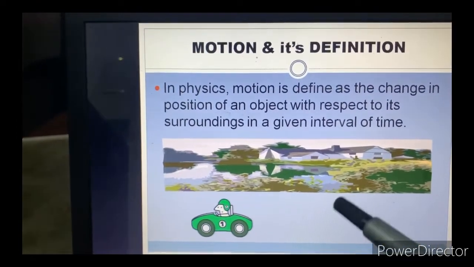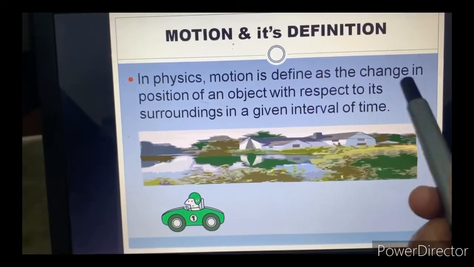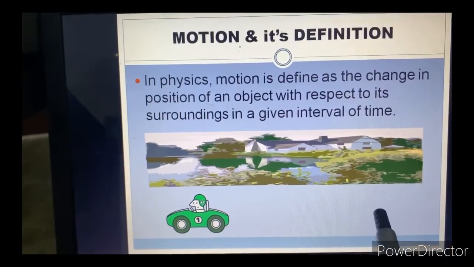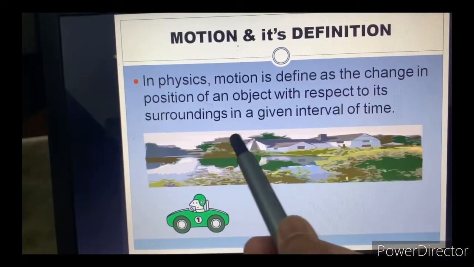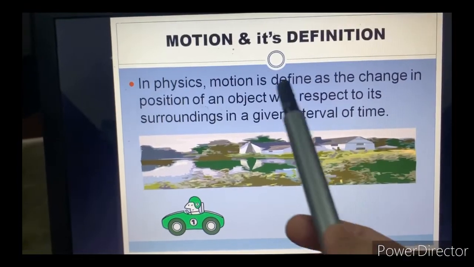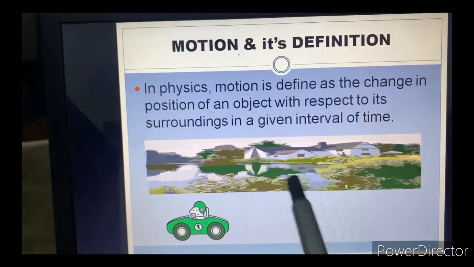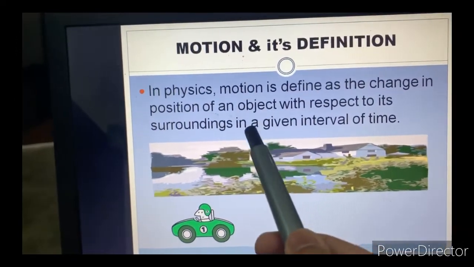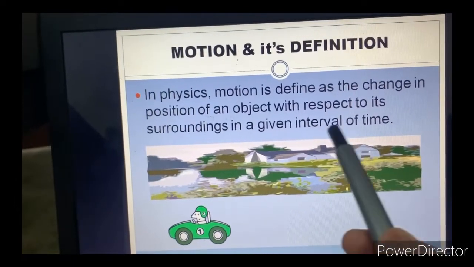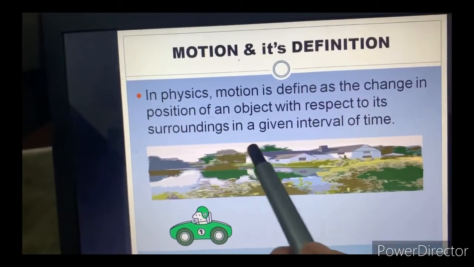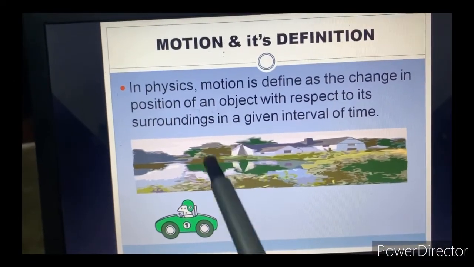Yes, see, this car moves from this position to this position. It means it changes its position from one point to the other point with respect to its surrounding, that is this house. So motion is defined as a change in position of an object, the car, with respect to its surrounding. Surrounding is your house or any other thing which is fixed, which is at rest. So this is how you will define motion.